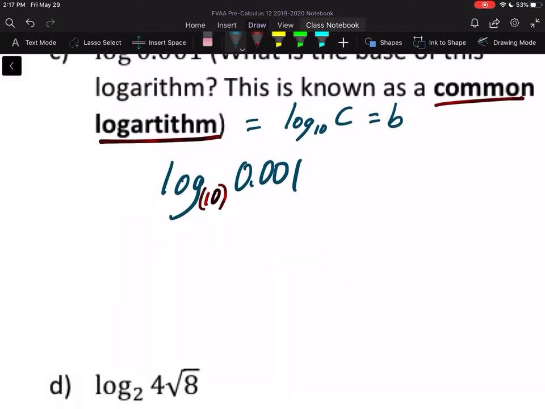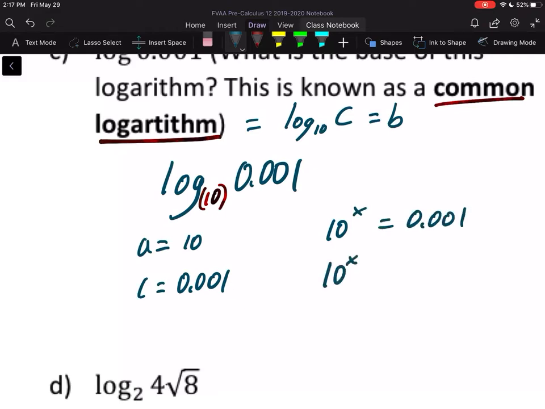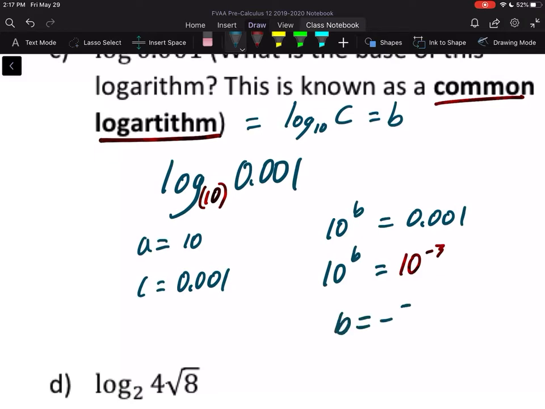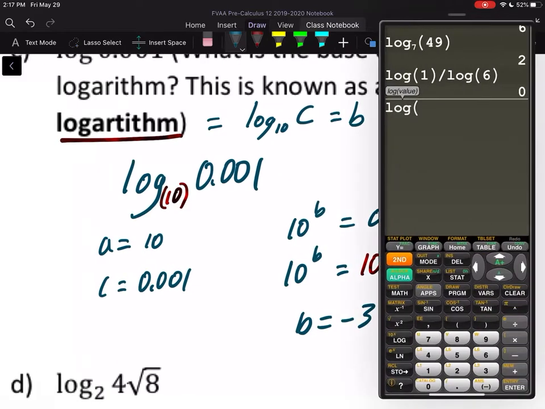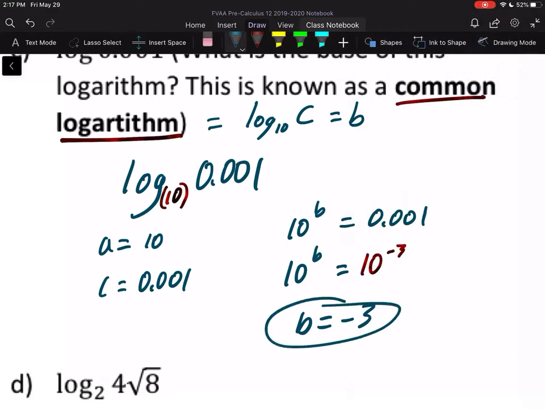All right, so if I were to put this in exponent form here, my A value is 10, my C value is 0.001, so 10 to the X is equal to 0.001. So here, I should be able to figure out that this is 10 to the negative 3, therefore, oh, sorry, I shouldn't use X here. I should use B. So B is equal to negative 3. And if I plugged in just log 0.001, I would get negative 3. Same answer. Okay.